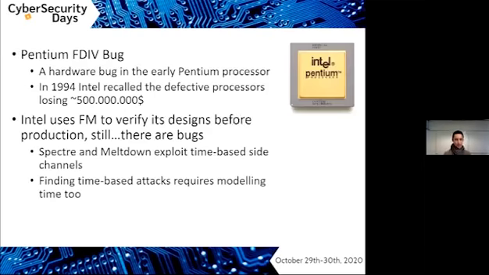And here's an example of what I'm saying. In the beginning of the 90s, there was a famous and infamous, I would say, bug for the Intel Pentium processor called the FDIV bug.